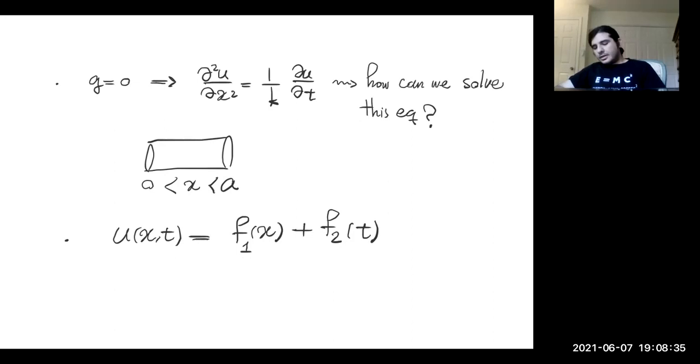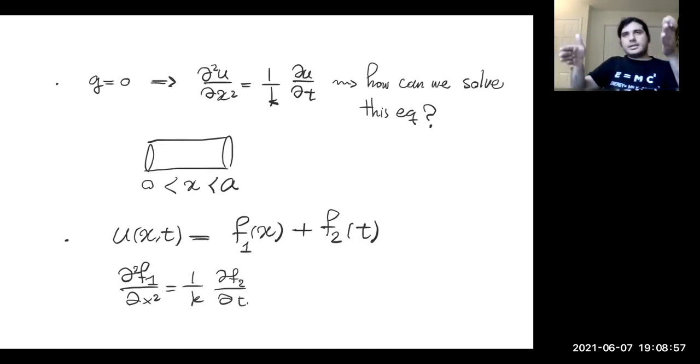So this tells us that the second derivative of f1 with respect to x, because it's a function of x, maybe I should still write it down, the second derivative of f1 with respect to x would be equal to 1 over k derivative of f2 with respect to t, right? Because when I take derivative of u with respect to x, the second term would be 0. And similarly, when I take derivative of u with respect to t, the first term would be 0. So it's very easy actually to construct these sorts of solutions.